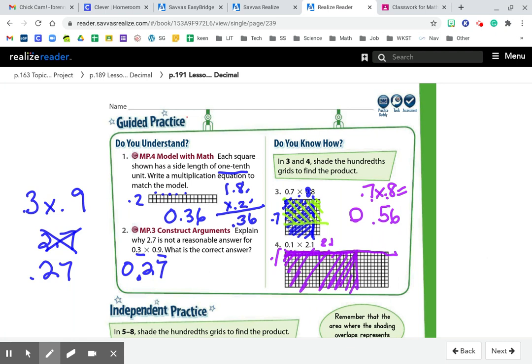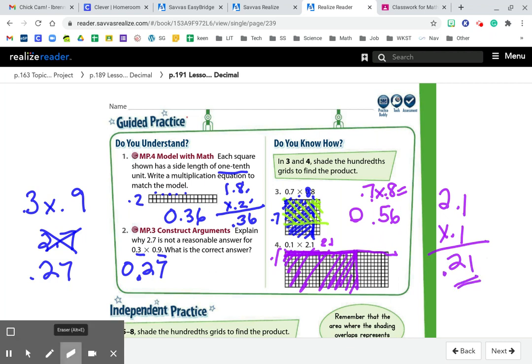So let's see what we have here. 2.1 times 0.1, multiply it out. I've got 2 digits in decimal place value in the problem. I'm going to have 2 in the answer. So it's 21 hundredths is my answer for that one.